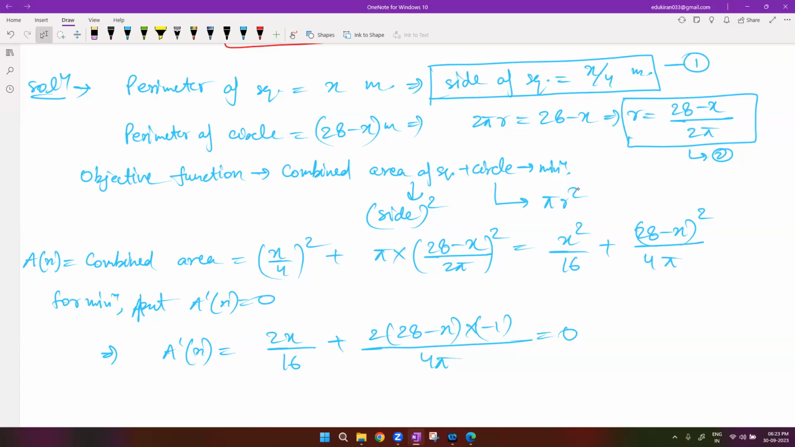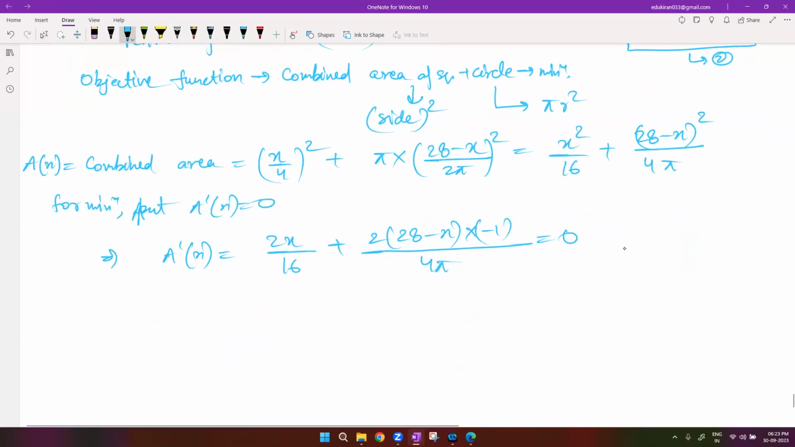We need to put this equal to 0. This will give us some value of x. We will solve that value. When this -1 goes to the other side, it will become plus. Don't worry about the calculation part. You can solve this later on. So this will be something.